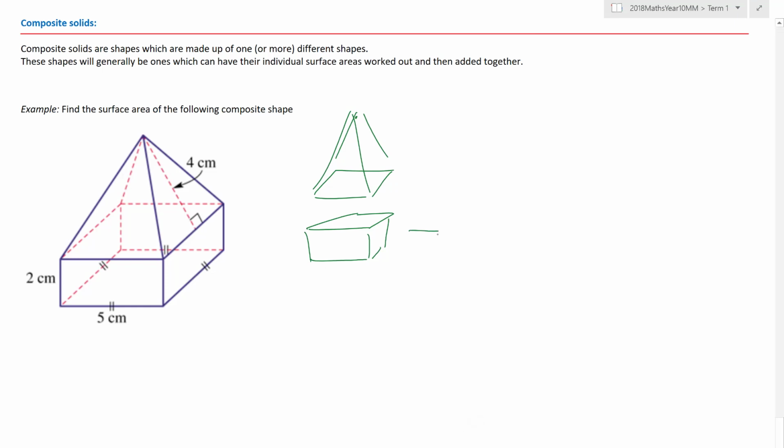I could find the total surface area of the cuboid. I could find the total surface area of the square base pyramid and add them together. But if I do that, I've got a major problem. Why? Because there is an overlap. And when there is an overlap, you can't see that surface. And so you have to take it away. So in this situation, if I was going to do it that way, I'd then have to find the area of the base here and I'd have to find the area of the top here and then take them away.